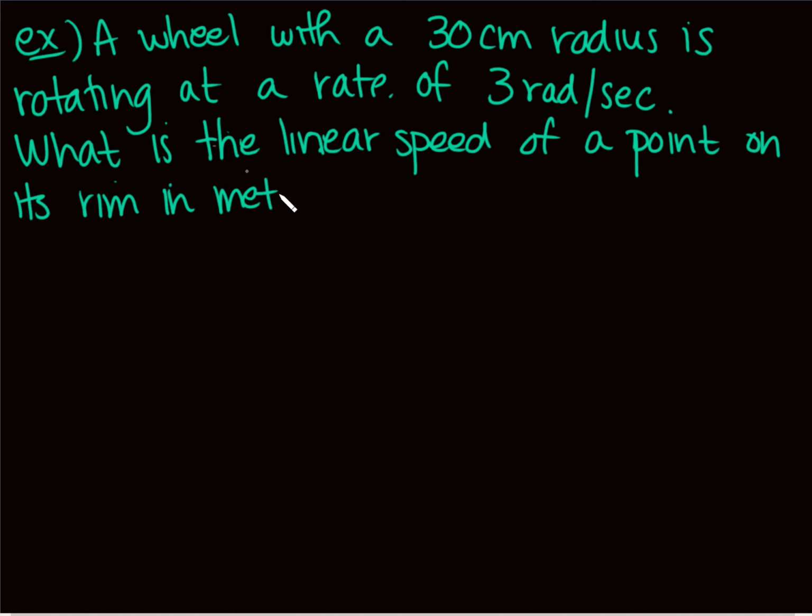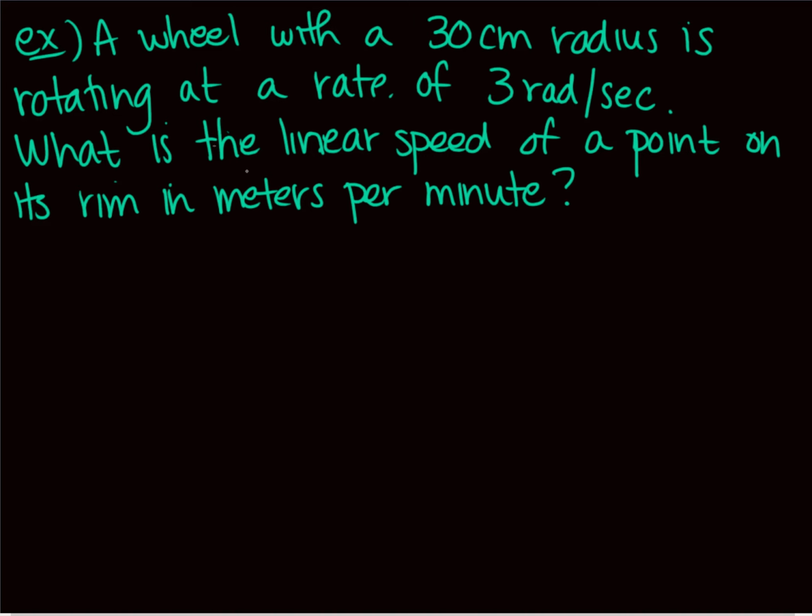Let's just try it. Make sure you look at your units. Oh, meters per minute, not second. Oh, this is going to be a good time. Let's first find it in centimeters per second, and then we'll figure out meters per minute. Okay, so a wheel with a 30 centimeter radius is rotating at a rate of 3 radians per second. What is the linear speed of a point on its rim in meters per second?